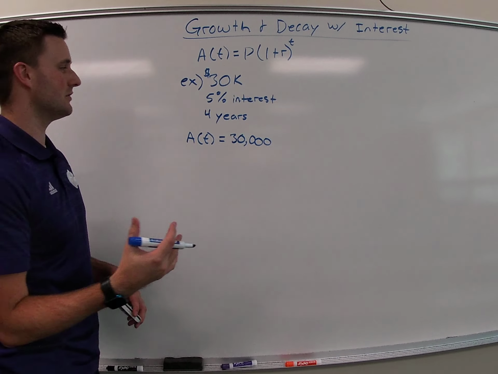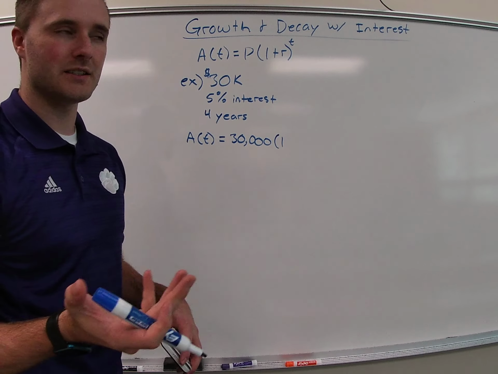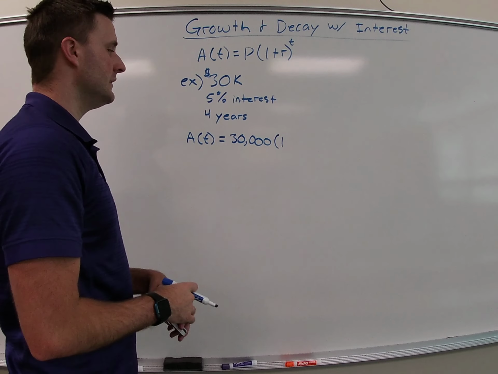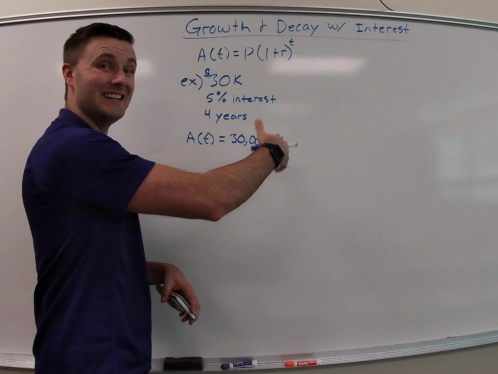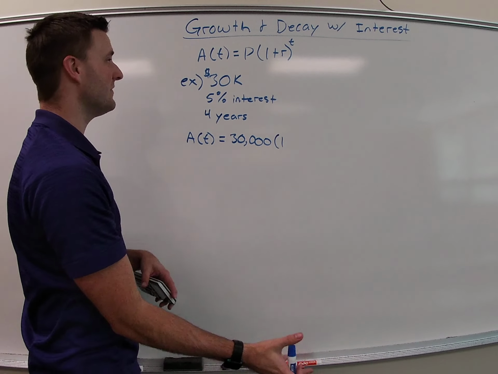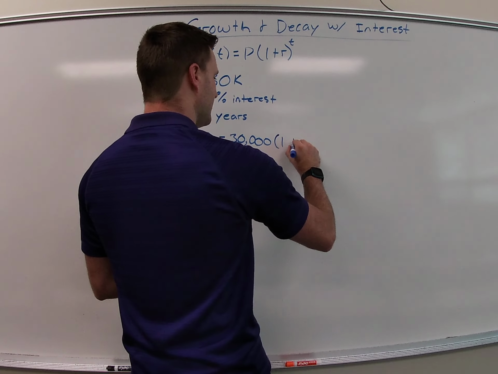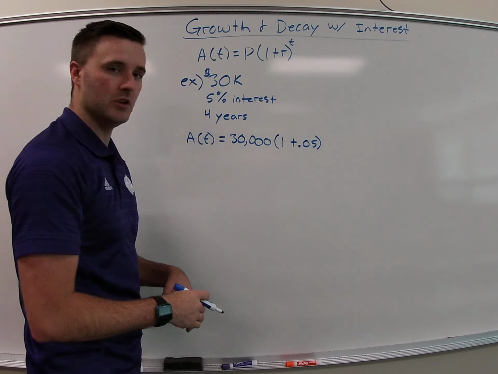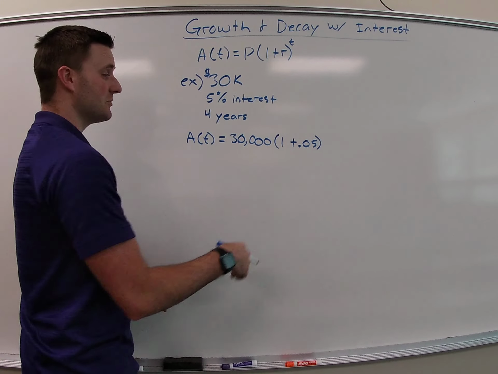My $30,000 times 1 kind of comes from your 100%. So 100% as a number is 1. So not only are you getting 100% of your $30,000 back, but in addition to that 100% back, I'm going to give you 5% interest on top of that. Now, remember that 5% is 0.05. You have to move your decimal place to the left 2 spots. So that is my interest rate.